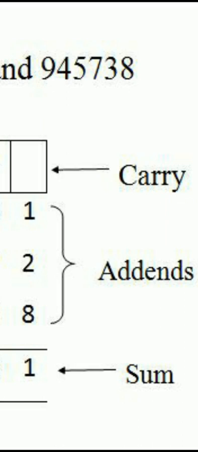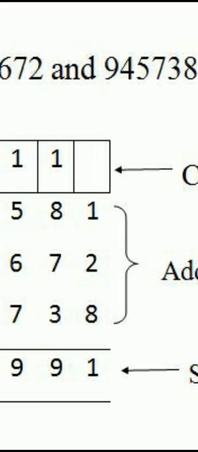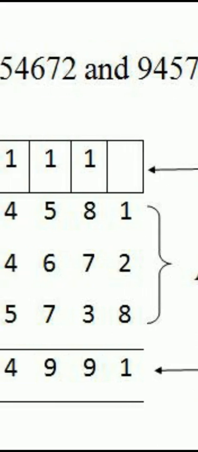8 plus 2 is 10, and 10 plus 1 is 11. Write 1, carry over 1. Now 7 plus 3 is 10, 10 plus 8 is 18, 18 plus this carry 1, you will get 19, so write 9, again carry over 1. Now 6 plus 7 is 13, 13 plus 5 is 18, and 18 plus this carry 1, you will get 19, write 9, carry over 1.